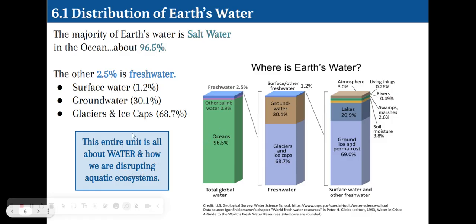This entire unit is all about water, both fresh and salt water, and how we are disrupting aquatic ecosystems. Not so much focused on the pollution aspect because we have a whole unit on land and water pollution. This is just more about water systems and how we are disrupting those systems in a non-pollution way.